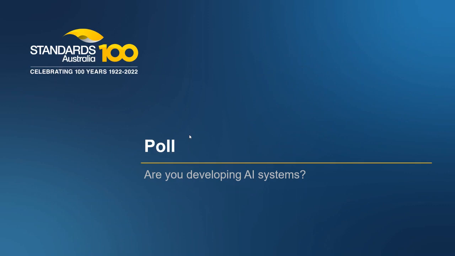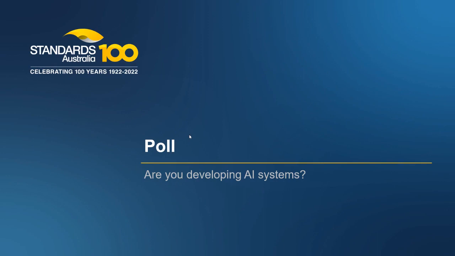I'm now going to ask you to participate in a second poll, which is: are you developing AI systems? Do you have systems that you've implemented in your business right now, or are they under development? This is a really important piece for us because it will give us an idea of what everyone's up to and how we can shape our solutions moving forward.